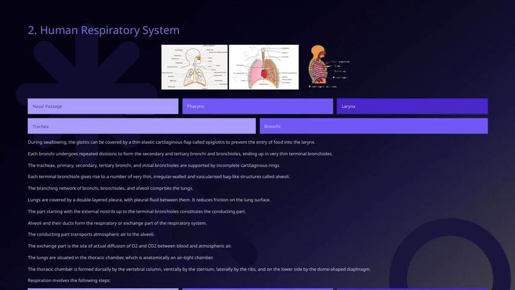During swallowing, the epiglottis acts like a lid, covering the glottis with a thin elastic cartilage flap to prevent food from entering the larynx. All these structures work together seamlessly to make sure air reaches the alveoli efficiently, enabling effective gas exchange, an essential part of respiration that keeps us alive and functioning.